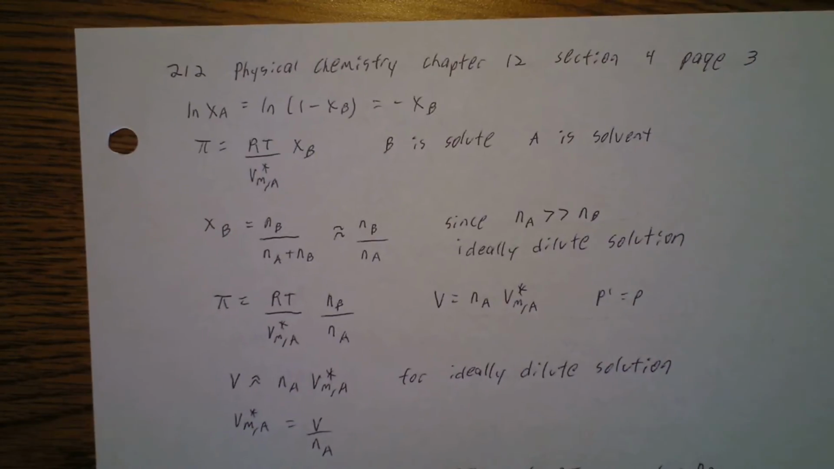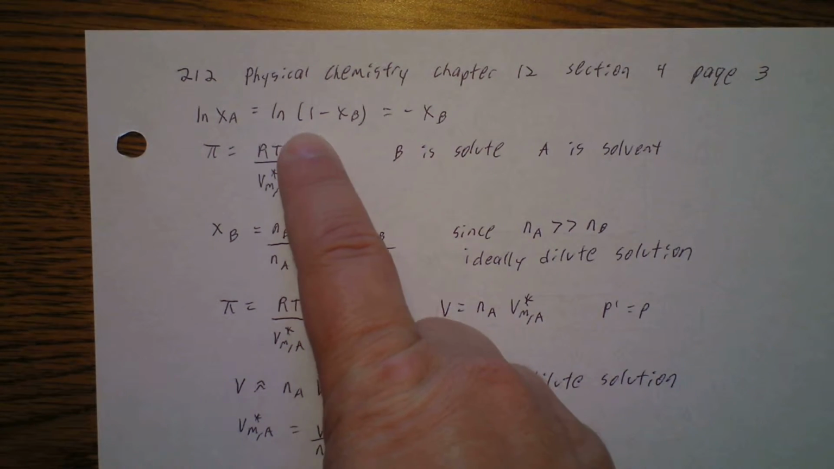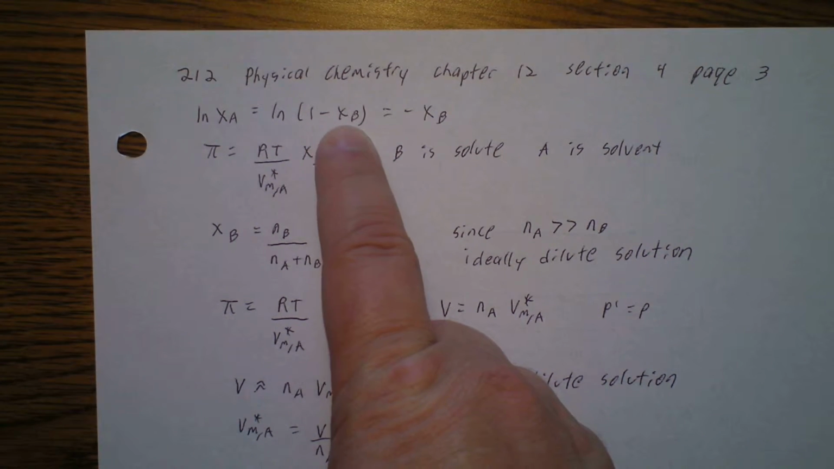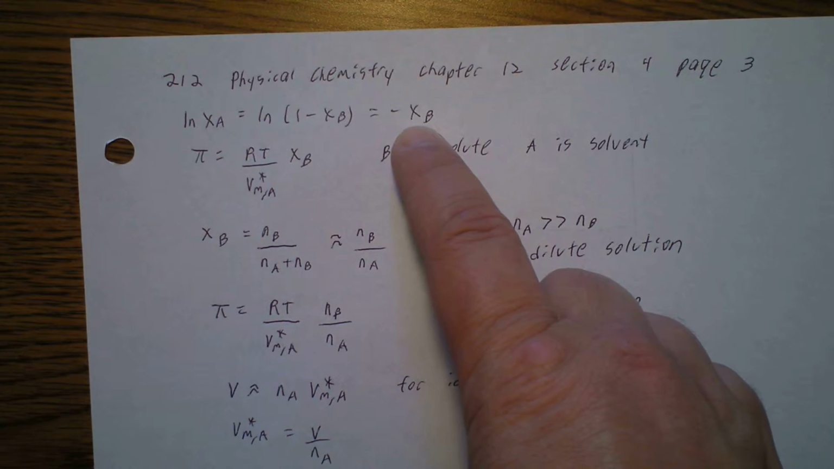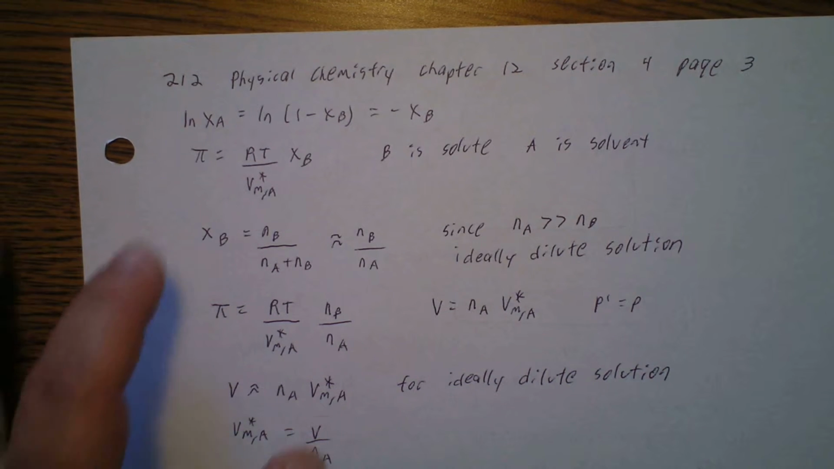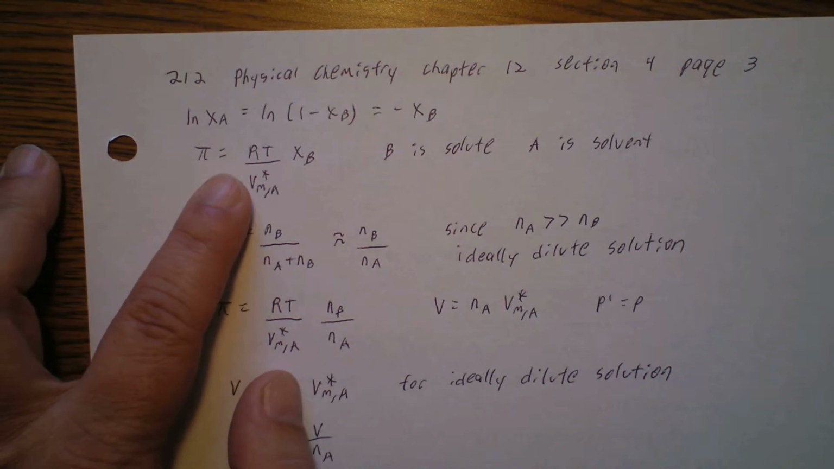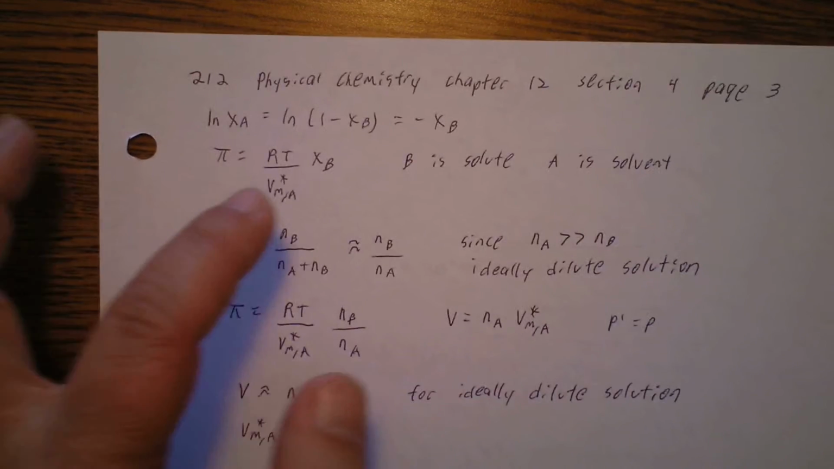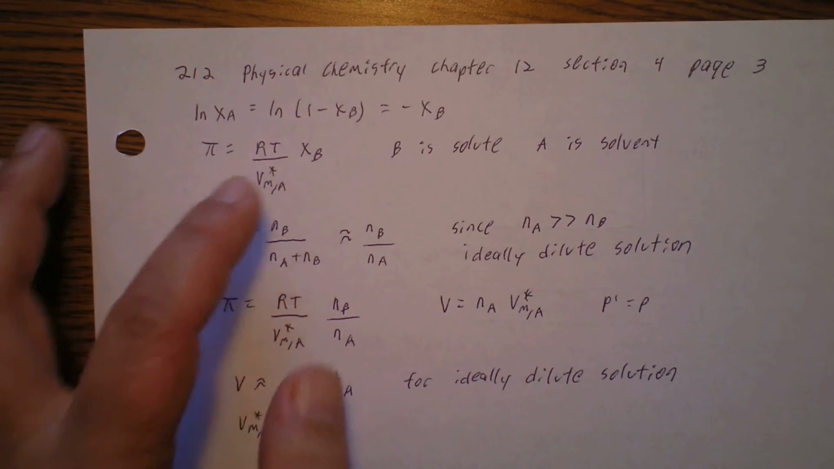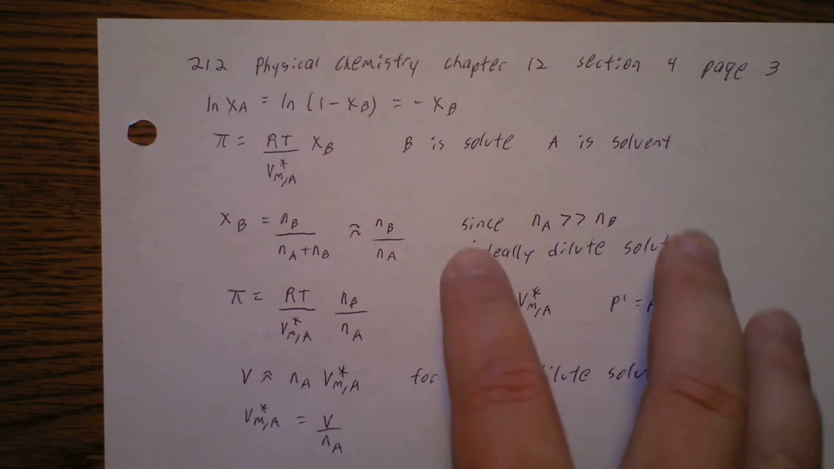So natural log of the mole fraction of A, remember, is equal to natural log of 1 minus the mole fraction of B, since we only have two substances, which is equal to minus the mole fraction of B. That's how we did that substitution. So we have the osmotic pressure is equal to the gas constant R times the absolute temperature divided by the molar volume of A star of the solvent times the mole fraction of the solute. And like I said, B is the solute and A is the solvent.